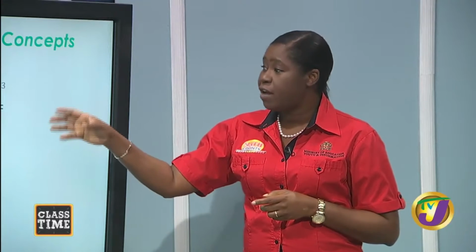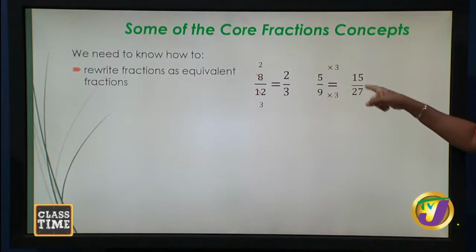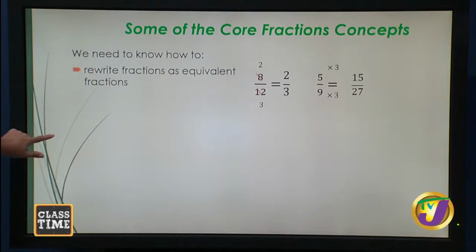Why? Because you have to preserve the value. Whatever you do to the numerator, you have to do to the denominator to keep the balance. Multiplying by 3 on the numerator and by 3 on the denominator is the same as multiplying by 3 over 3, which is 1. So you're saying 5/9 is equivalent to 15/27. Good.